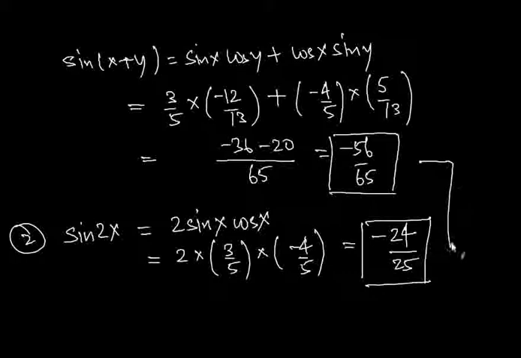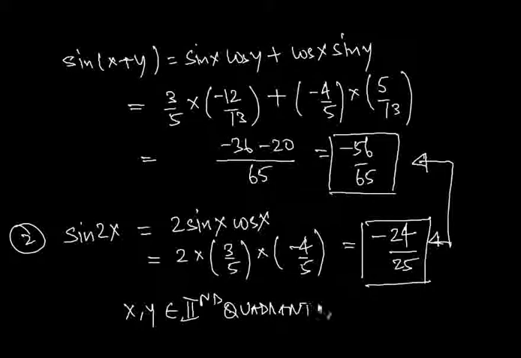These are the answers to the two questions we were asked, and it was very important in this question to realize the impact of the fact that x and y lie in the second quadrant. That was a trick in the question, and if you got that, then you would get these values. So that was a question, and that's how it's done.